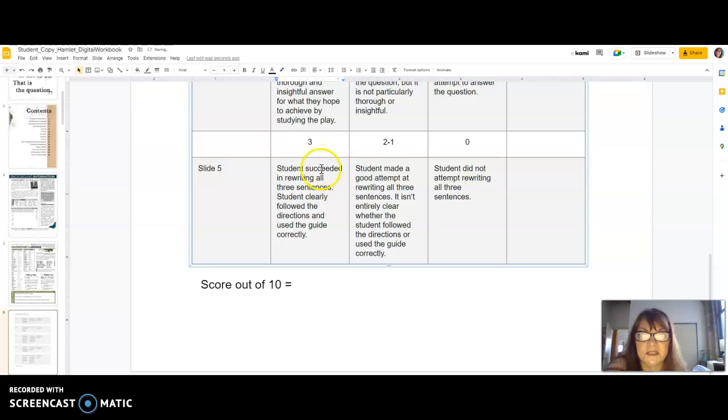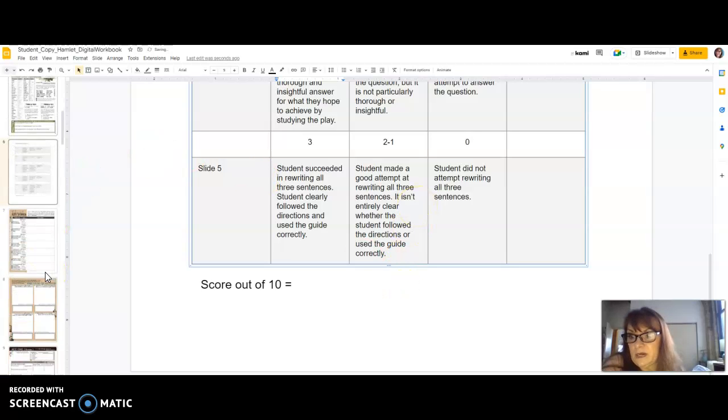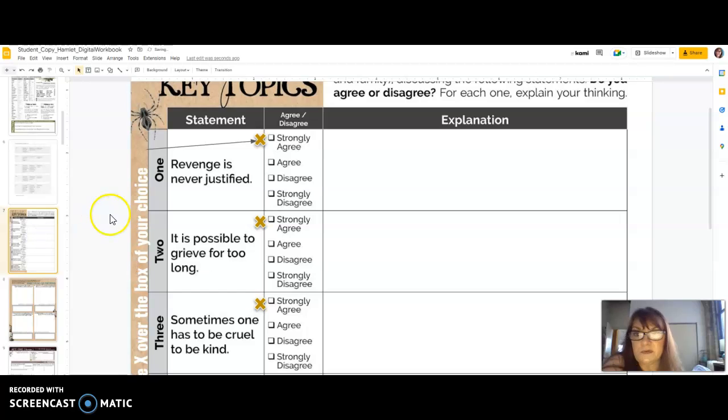And did you succeed in rewriting all 3 sentences? You clearly followed the directions. You used the guide correctly. You used the key. Or did you make a good attempt? You'll get some points for that too. So I just wanted you to be aware of that rubric for slides 1 through 5.